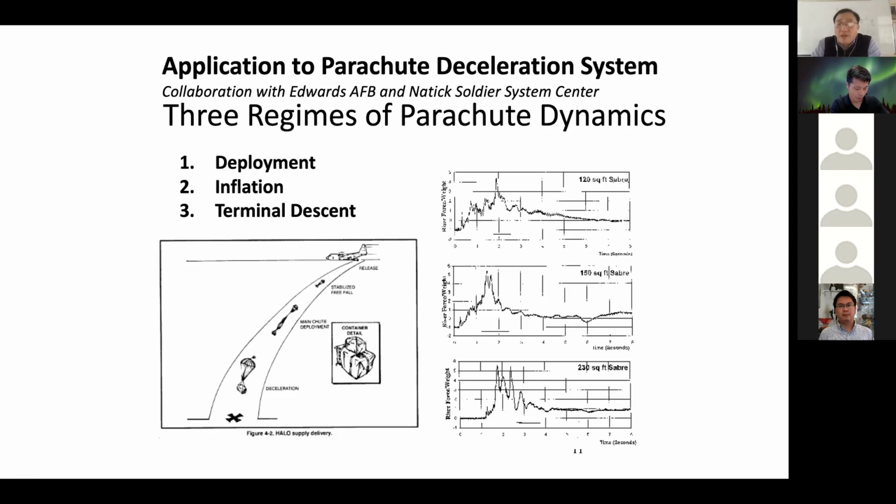is a very important phase, even though it is quite a short period of time. It is very important because when you just pull your string and you hope that the parachute will inflate, and if it doesn't inflate, you are in big trouble. And therefore what we are interested in is that we want to use the front tracking method to do the inflation from the folded state until it is fully open.